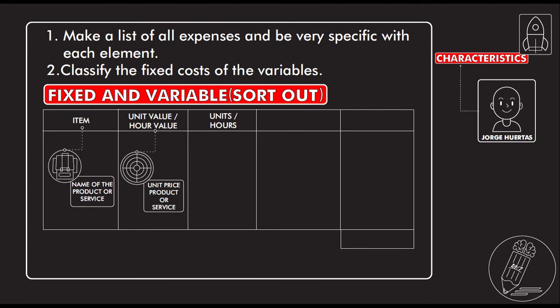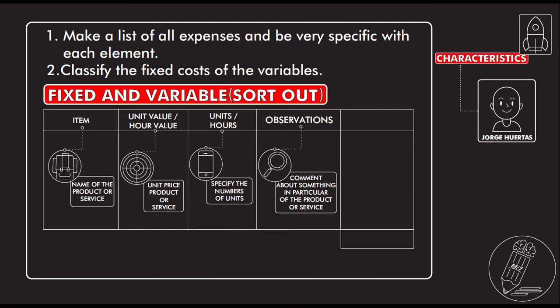Why? Because here you will specify the units or the hours of that person. So here you have to specify the number of units for an hour or for a specific resource. That depends on what you are buying. Some things are very important to make an observation, and in the observation, you put a comment about something in particular of the product or service. Here it is very important that you understand that kind of development, because sometimes you need to clarify something. After that, you will have the final value. The value is the total cost of the item.